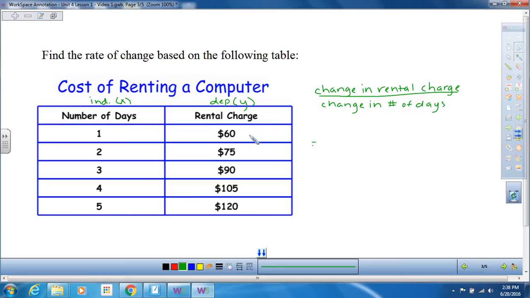Okay, so the change in rental charge, well, let's see. 60 to 75, we went up 15. 75 to 90, 15. And these are all 15. So the change is $15. And my number of days, I'm just increasing by 1.